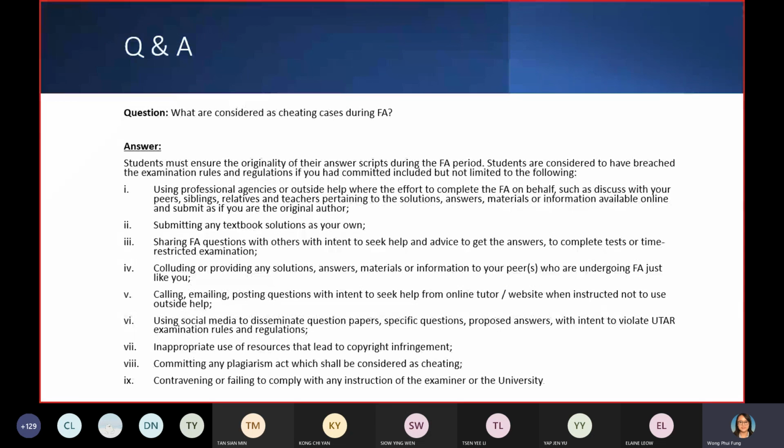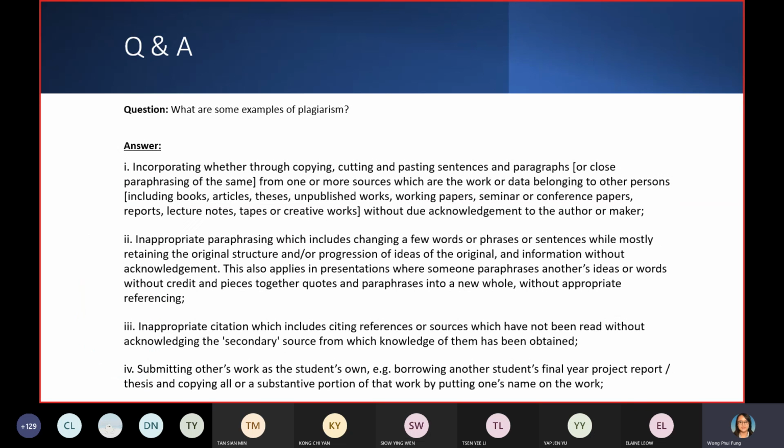Okay, what are the cheating cases during the FA? Here for you to read. I will upload this slide. Please go through what are the things that are considered cheating cases. And then, what are the examples of plagiarism? Incorporating, whether copying, cutting, pasting, or very close from one or more sources which belong to others. So this one is you copy without acknowledgement, as I mentioned just now.